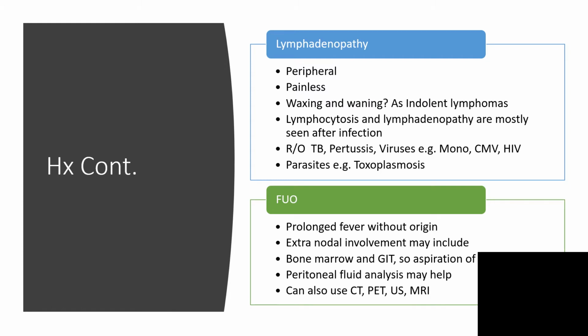Also, history of fever of unknown origin, the fever that is prolonged without any cause identified, or extranodal involvement may include bone marrow, gastrointestinal tract. Therefore, you can have aspiration of peritoneal fluid and analyze the same. You can also use computer tomography, positron emission tomography, ultrasound, or magnetic resonance imaging.